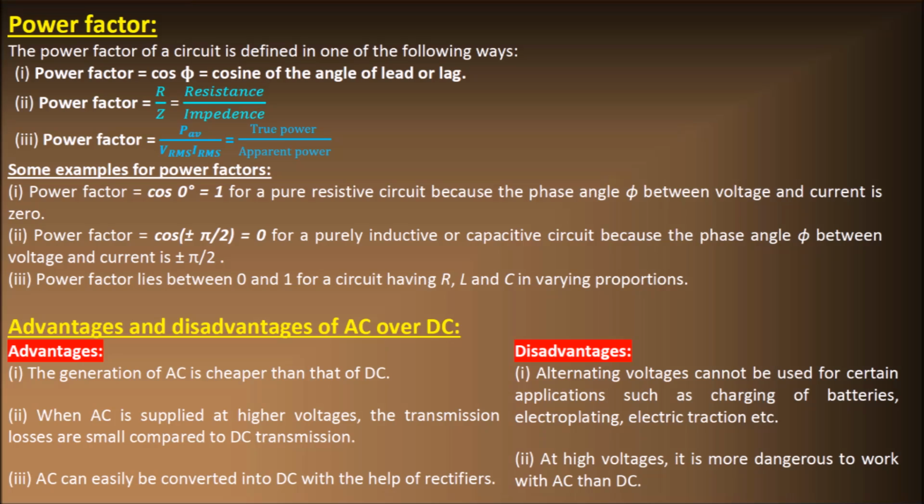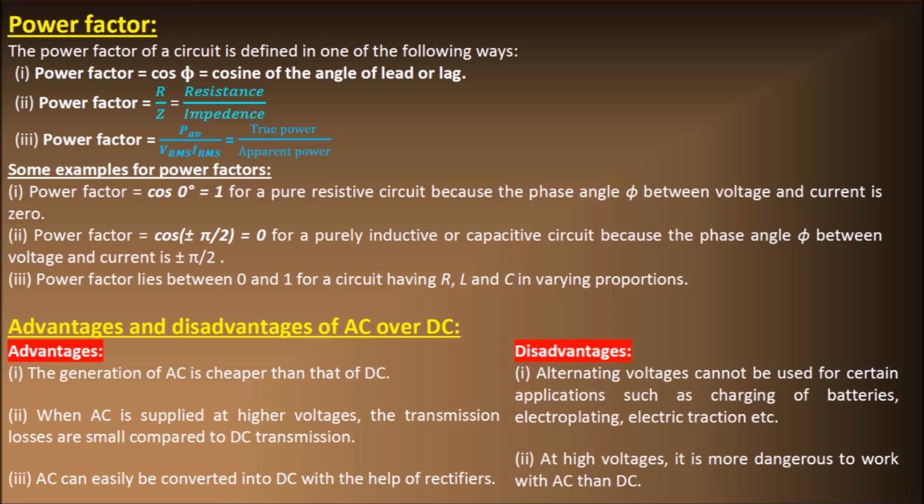Power factor. The second definition of power factor is R by Z, that is, the ratio between the resistance and impedance is called what? Power factor. The other way you can define it is the ratio between the average power divided by apparent power, that is PAV divided by VRMS and IRMS. These are the three ways you can define the power factor in a circuit.